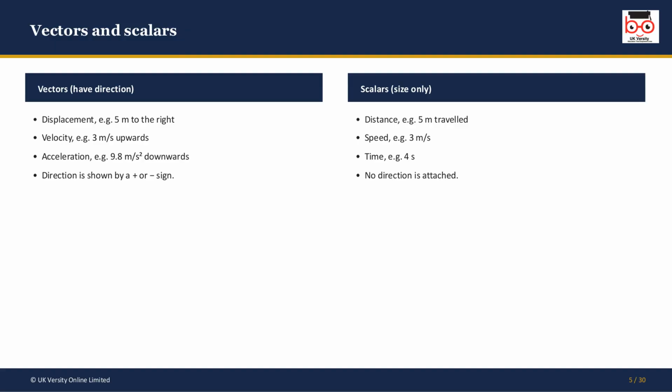Here's a useful split. Vectors carry a direction as well as a size. Displacement, velocity, and acceleration are all vectors, and we usually show their direction with a plus or minus sign. So 5 meters to the right, or 9.8 meters per second squared downwards. Scalars, on the other hand, have size only, things like distance, speed, and time. No direction is attached to them.